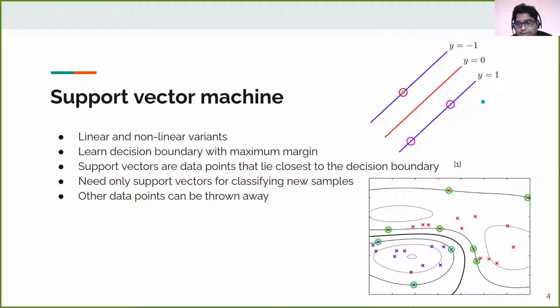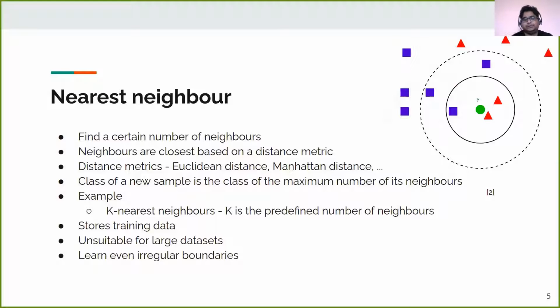And the circled ones, these are the support vectors belonging to 2 different classes. There are other nonlinear classifiers, such as nearest neighbor classifiers. In these kinds of classifiers, we need to define a certain number of neighbors, how many neighbors a data point can have, for example, 5 or 7 or 15. These neighbors are computed based on a distance metric. This distance metric can be Euclidean distance, Manhattan distance, or some other distance measure.